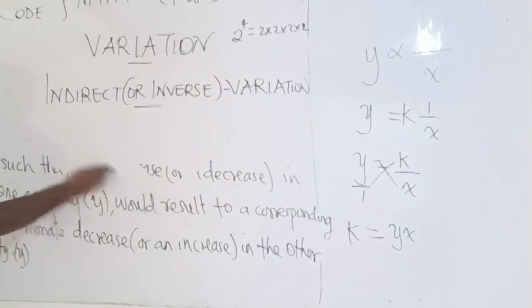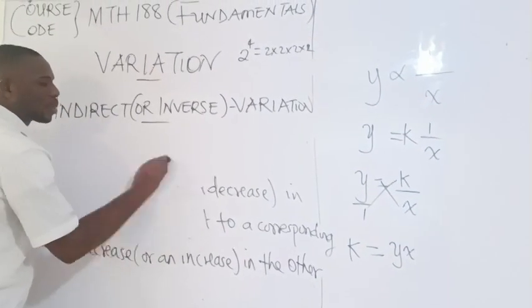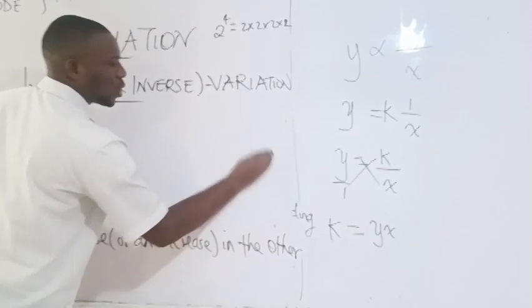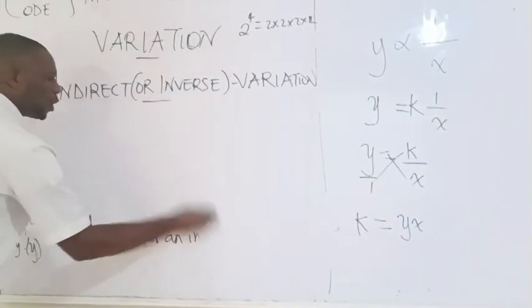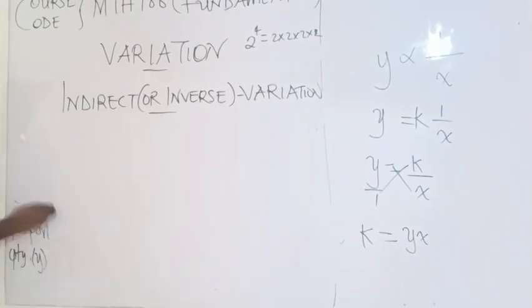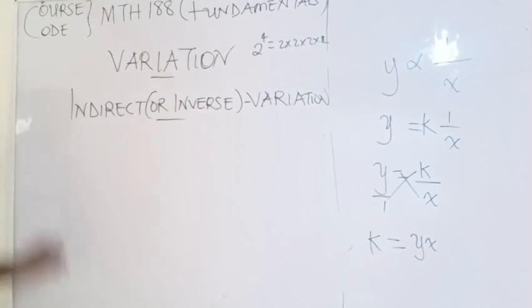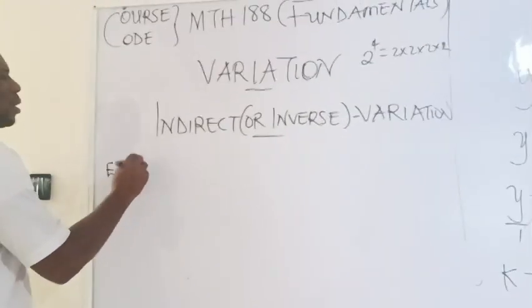So let's do a few examples, and we'll talk more about the other types of variation, which are joint variation and partial variation. And I'll wrap it up for this topic. Alright, so let's do an example. Example 1 in indirect variation.